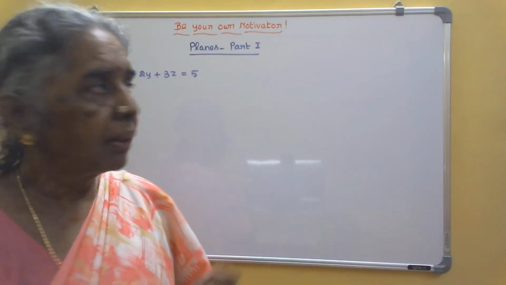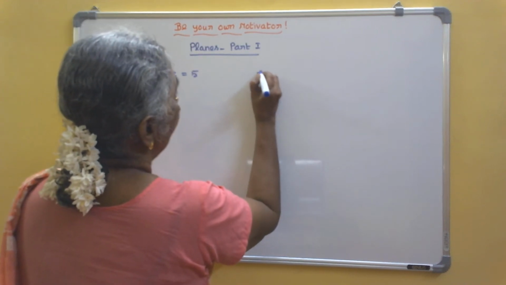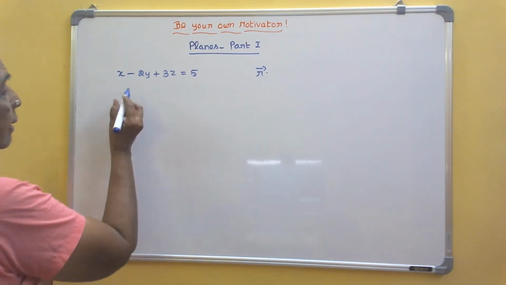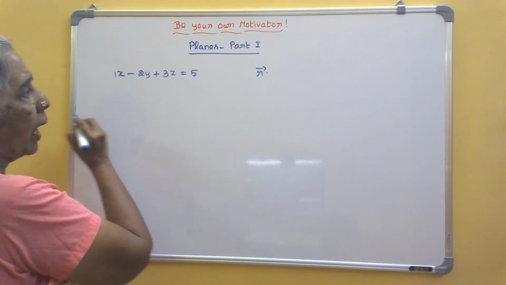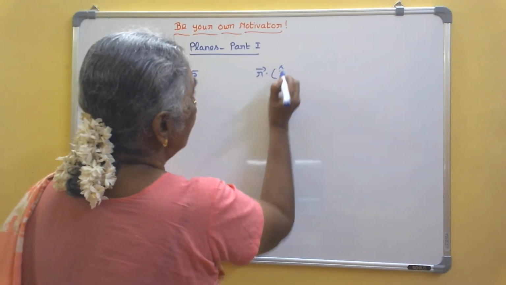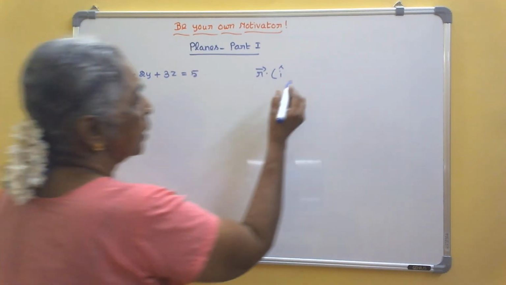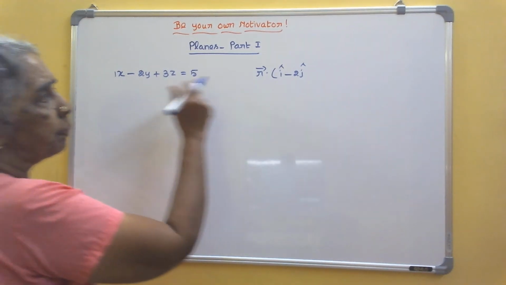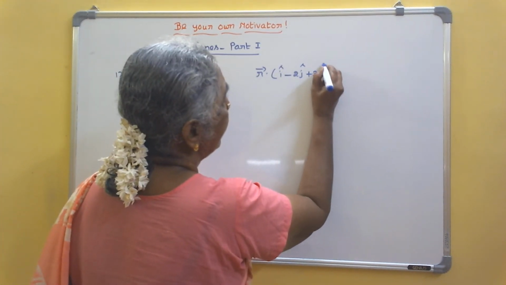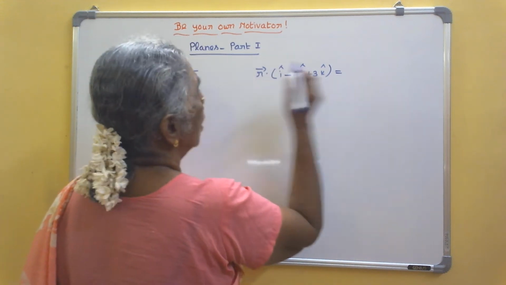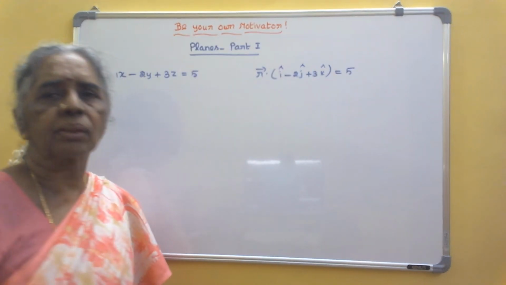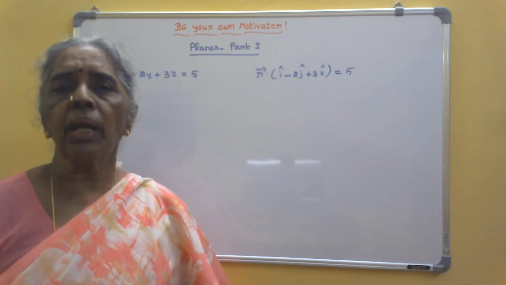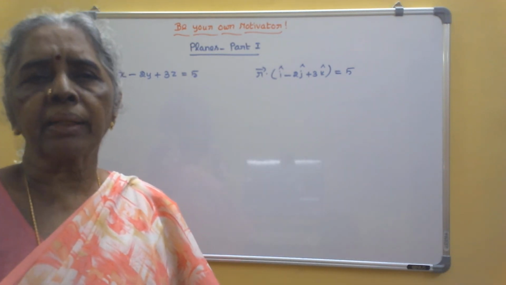Very simple. Now I can write r vector dot. Okay. The n vector is nothing but here the coefficient is 1, so it will be i cap. Here the coefficient is minus 2, so minus 2 j cap. Here the coefficient of z is plus 3, so plus 3 k cap. That is equal to whatever is given here. Right. That's all. So from this Cartesian form, we have now converted it into vector form.